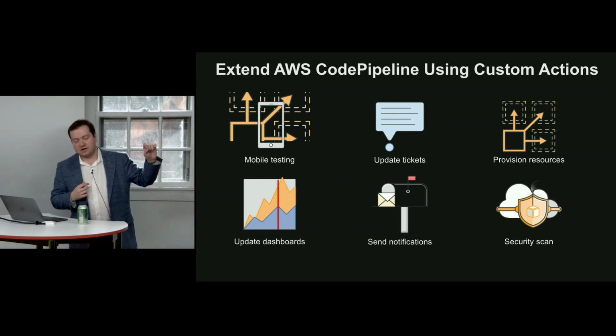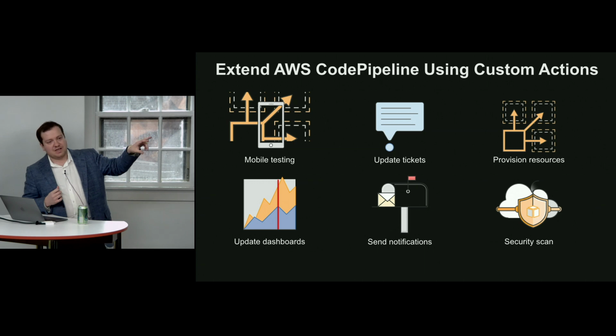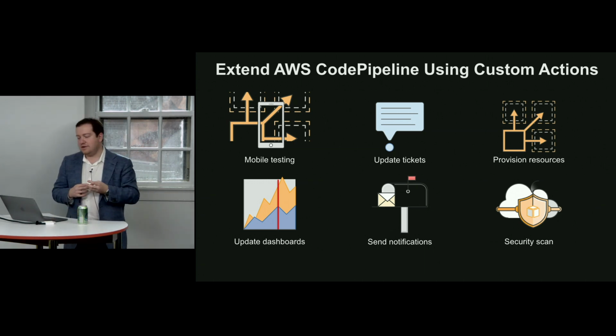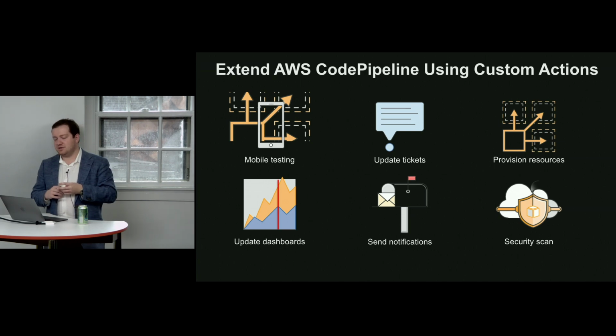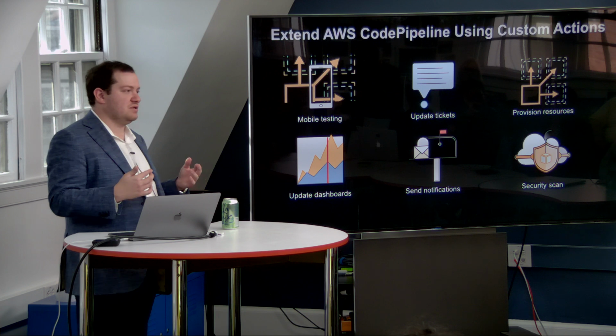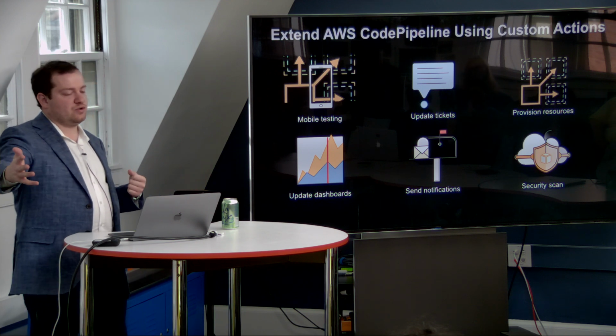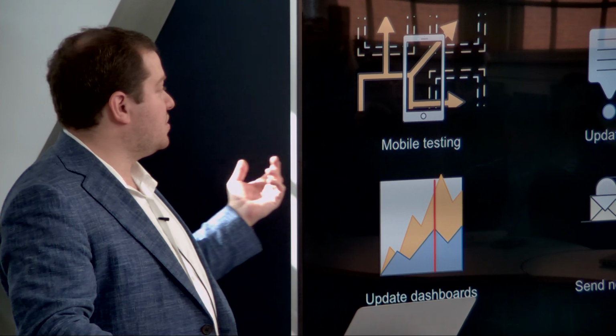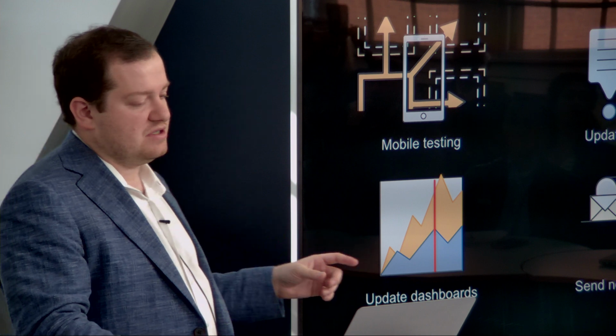So things we see are doing mobile testing, updating tickets. So if you have some kind of Jira or other ticketing system, you can have it automatically update the tickets during deployment. Provision resources, so CloudFormation, right? So deploy a CloudFormation stack to provision extra resources during your software release process. Updating any kind of dashboards, sending notifications, or initiating a security scan, again, as part of this. These are all things you can do with custom actions.